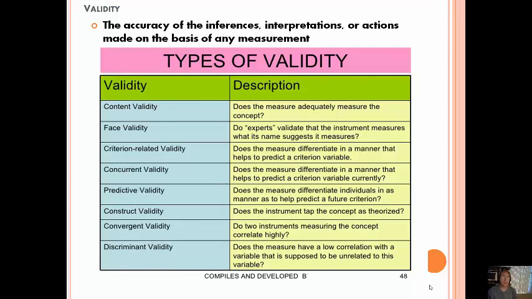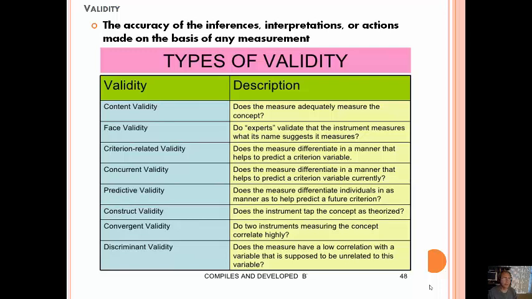And that would be validated if the test, in fact, measured constructs of empathy that would correlate with known measures of empathy. So criterion-related validity is, does the measure differentiate in a manner that helps predict a criterion variable? That's one way that we can measure the difference between face validity and criterion-related validity: if we had a measure of empathy, would it indeed differentiate accurately from apathy? And then, of course, any measure of apathy would have to differentiate adequately from empathy.